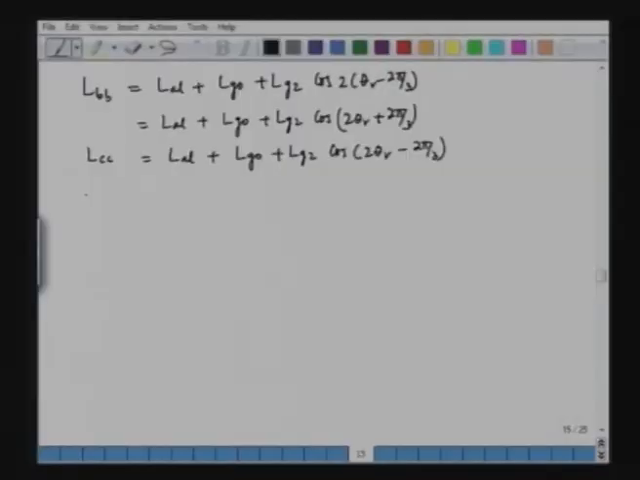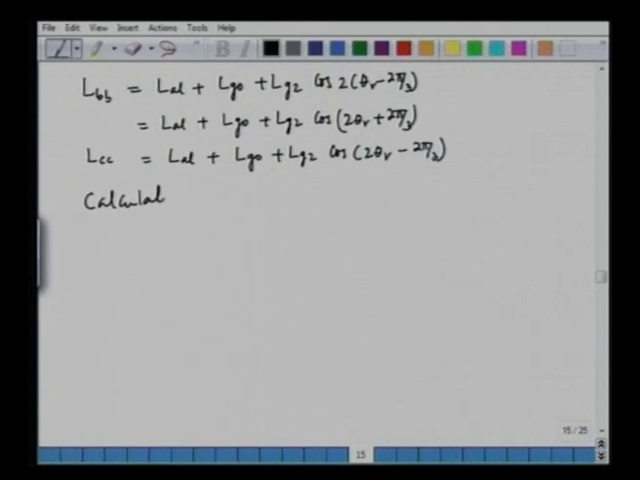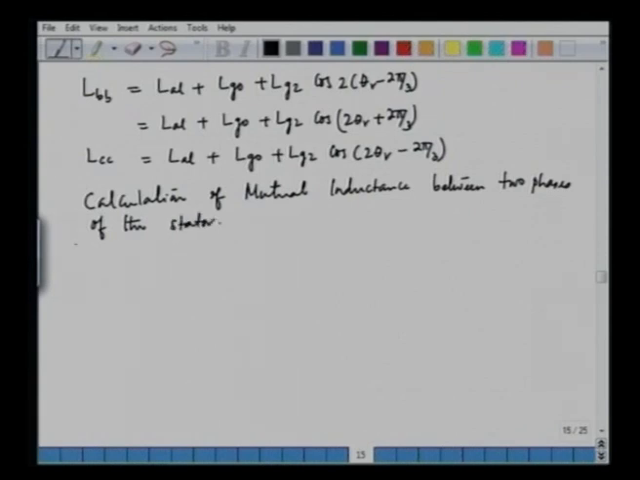the phase C. Now, after finding out the self inductance of the stator, we can find out the mutual inductance between two phases of the stator, phase A with phase B, phase B with phase C, and phase C with phase A. So, we will now discuss calculation of mutual inductance between two phases of the stator.